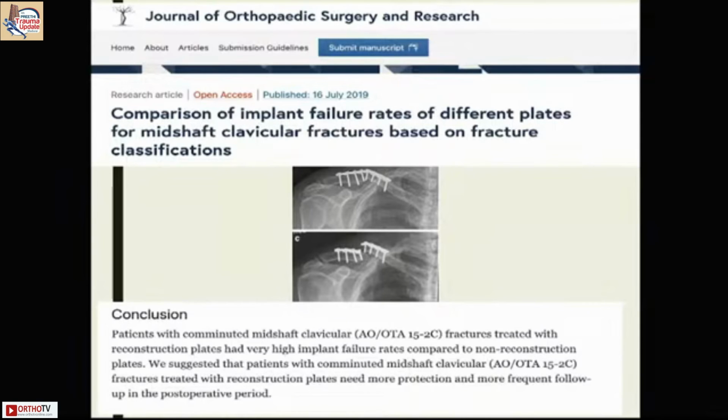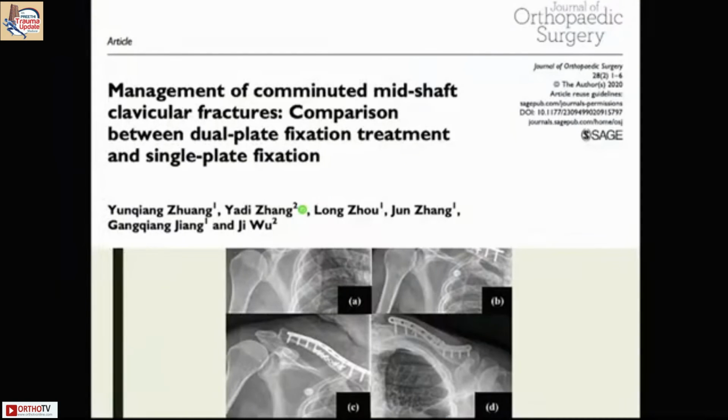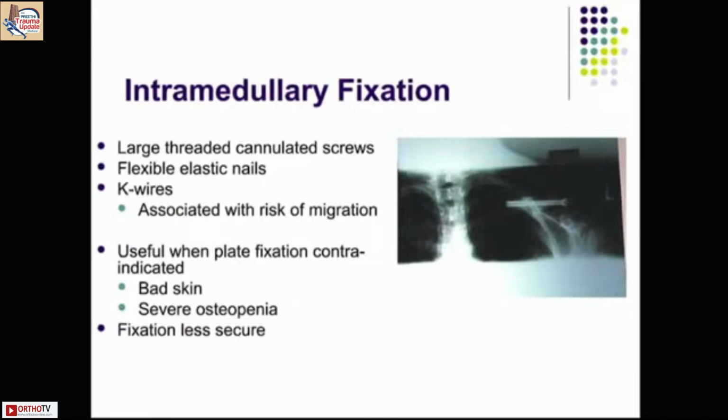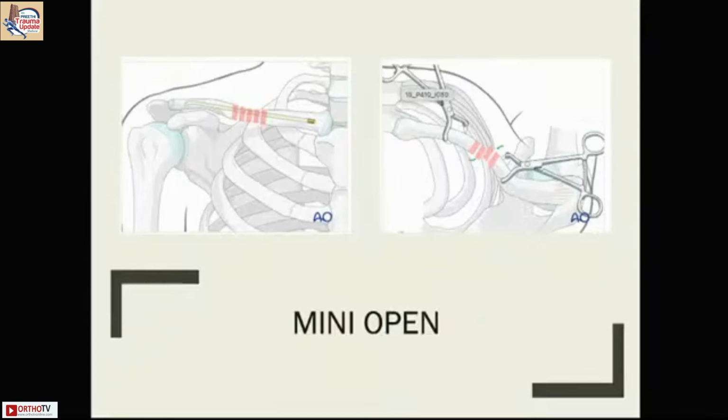In this journal, they have quoted the high chances of failure. And another article says dual plating can also be suggested. One is a superior plate, another is an anterior plate, especially for severely comminuted fractures. It can be really useful. Coming to intramedullary fixation, various techniques like cannulated threaded screws and elastic nails can also be used. And most of the time, we might need to go for a mini open reduction.